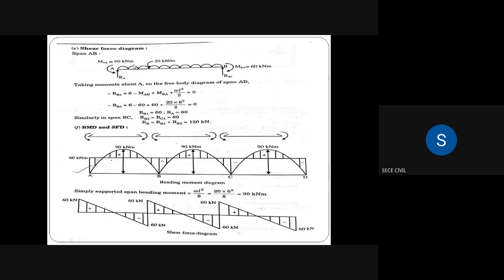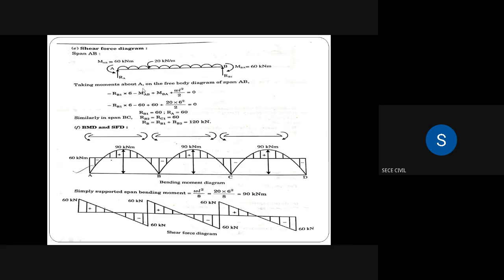So after calculating the final moments, the next step is calculation of the shear force diagram. So they took span AB alone and considered it simply supported. In span AB, at joint B, we have the support reaction RB1. Similarly, in span BC, at joint B, we'll name the support reaction RB2. Here we are taking span AB: RA, RB1, with a UDL of 20 kN per meter over the full span, and moments MAB anti-clockwise minus 60, MBA clockwise plus 60.